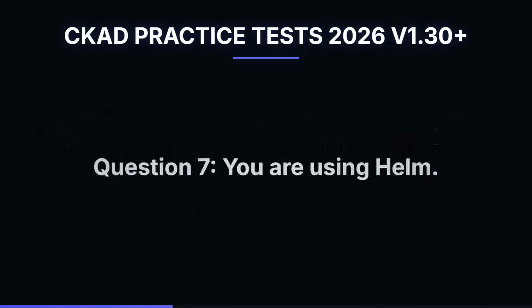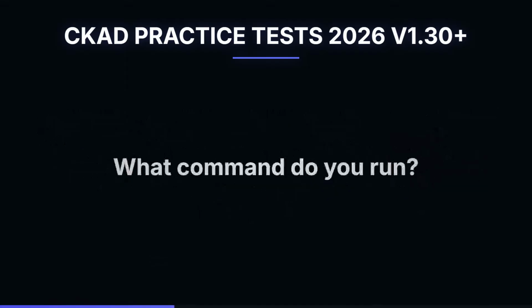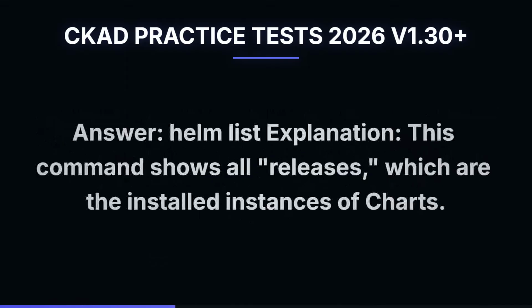Question 7. You are using Helm. You want to see a list of all the charts you have installed in the current namespace. What command do you run? Answer: helm list. Explanation: This command shows all releases, which are the installed instances of charts.